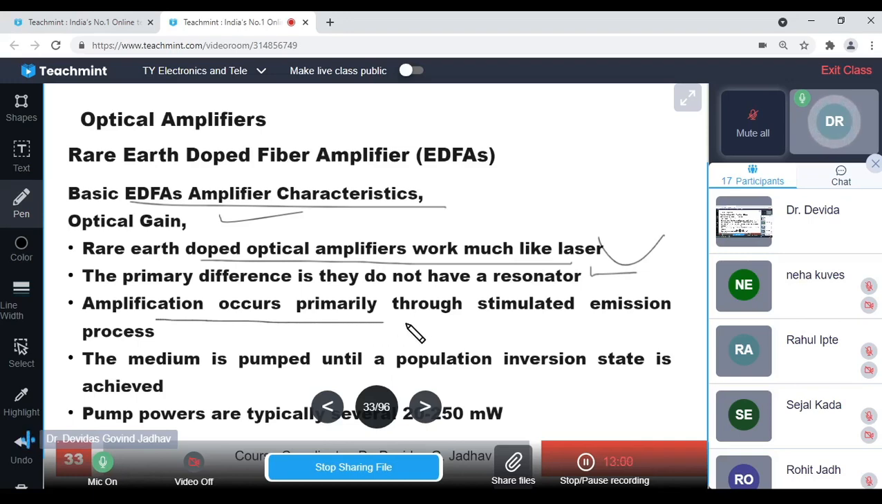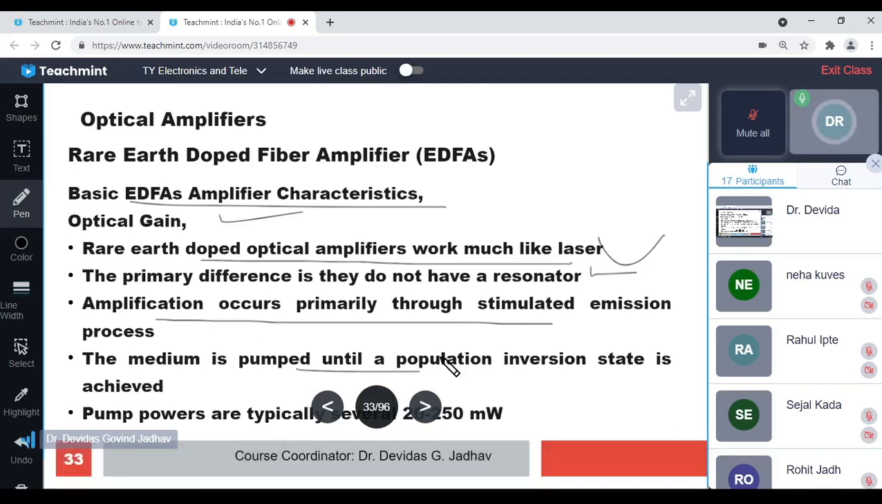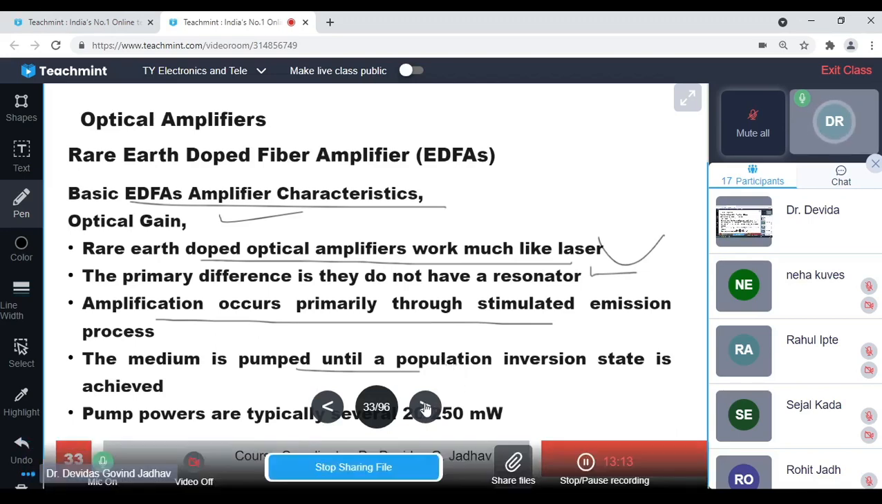So amplification occurs primarily through the stimulated emission process. The medium is pumped until the population inversion state is achieved. The pump powers are typically in the range of 20 to 250 milliwatts.